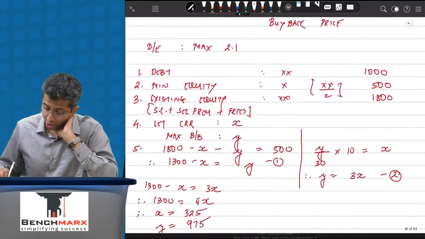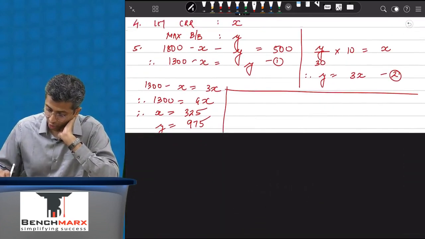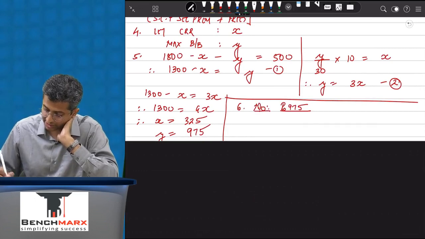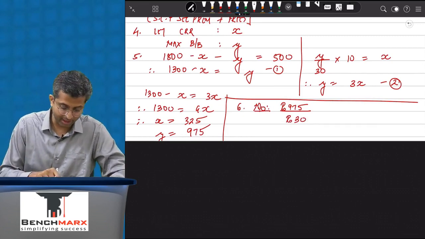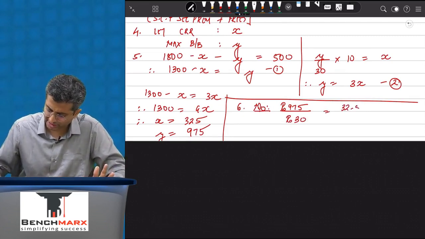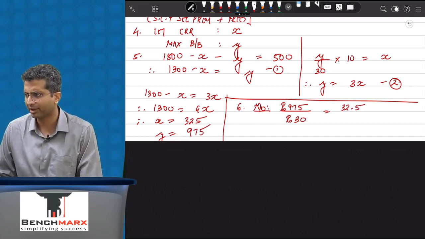But this is a rupee value. We want to figure out how much can we buy back. Well, if we can spend rupees 975 towards a buyback, and for each share you are going to spend 30 rupees, that is the buyback price, which means, loosely speaking, 32.5 shares is the maximum shares you can buy back.